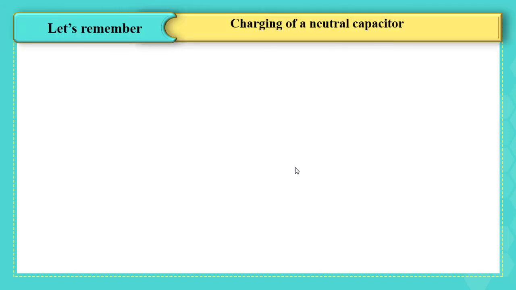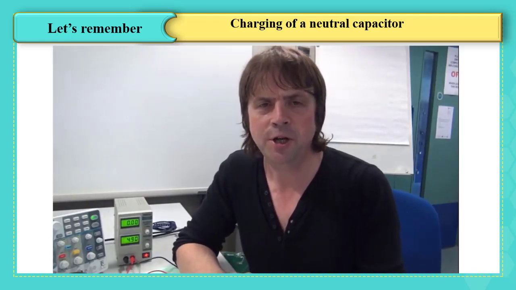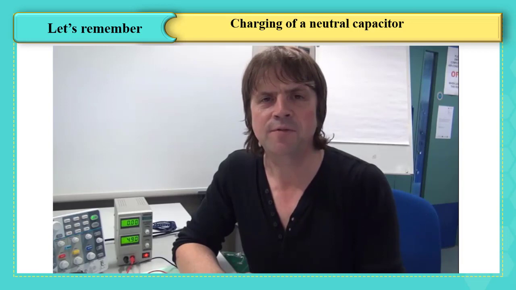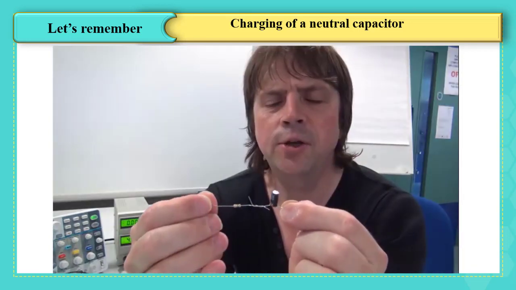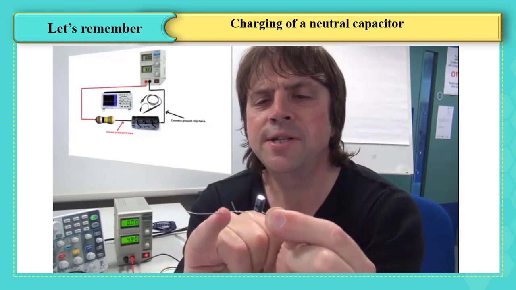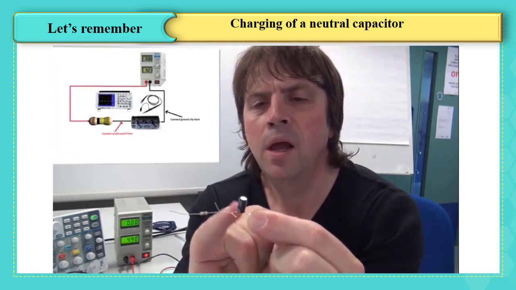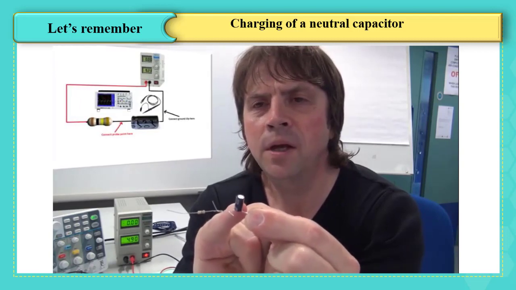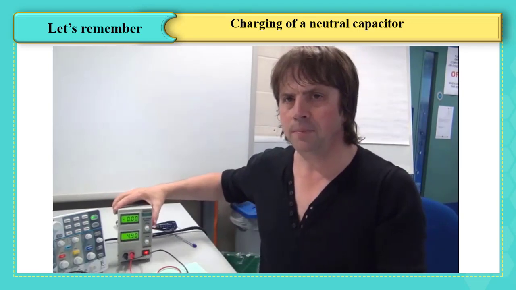Watch the following video. Hi and welcome. Today we're going to show you how to use an oscilloscope to measure the voltage across a charging capacitor. This is a circuit you're going to be using. It comprises a resistor in series with a capacitor. We're going to connect this circuit up to a DC power supply here.